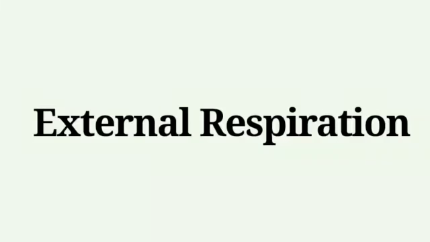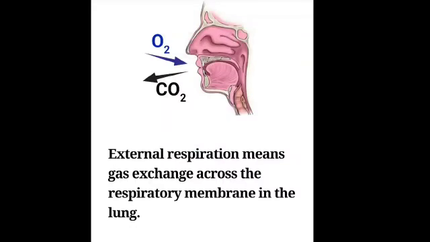First, let's learn about external respiration. External respiration means gas exchange across the respiratory membrane in the lung. So respiratory membrane means the alveoli. So the gas exchange that happens in the alveoli of the lung is called external respiration. So what type of gas exchange happens here? Oxygen is taken inside the blood circulation, whereas carbon dioxide is dropped out in the alveoli.